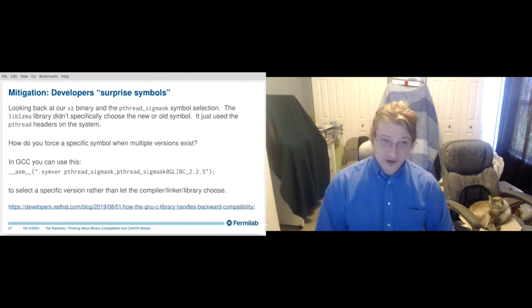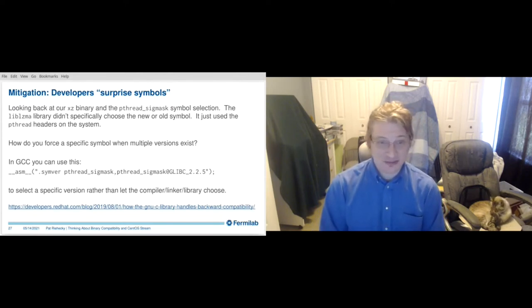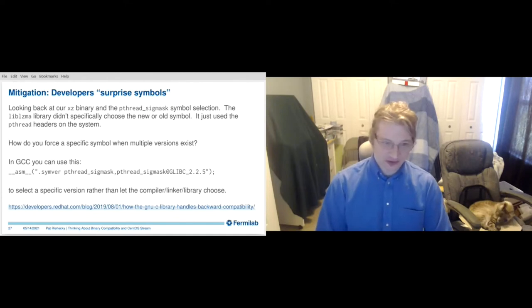But there's also surprise symbols. If we look back at our EL8 XZ binary and the pthread_sigmask symbol selection, libLZMA didn't say, oh, I want this newest, latest, and greatest version. It just used the pthread headers that are on the system. So how do you force a specific version when there's multiple versions out there?